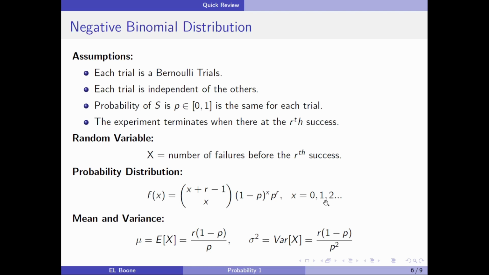Negative binomial distribution. We really didn't talk about this one too much on purpose because it's a little more exotic, but it is an extension of the geometric distribution. Okay, so again, we have Bernoulli trials. Each trial is independent of the other one.